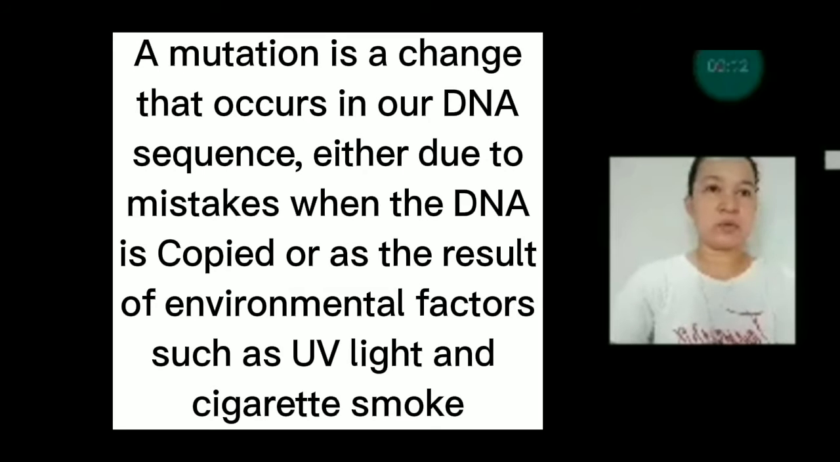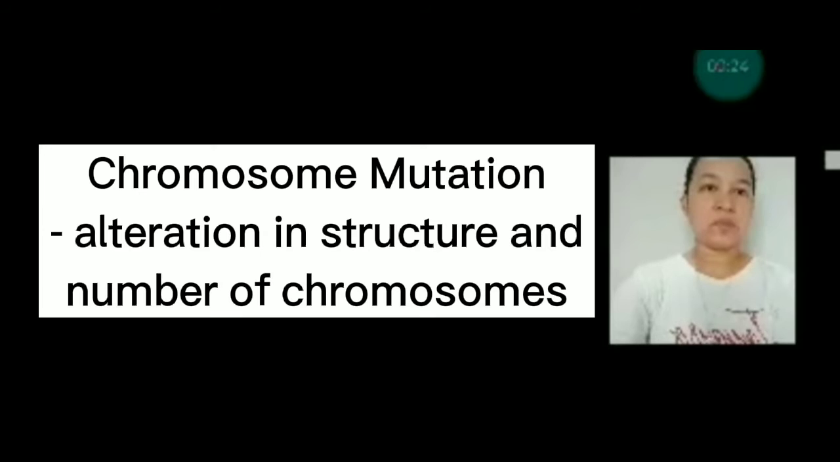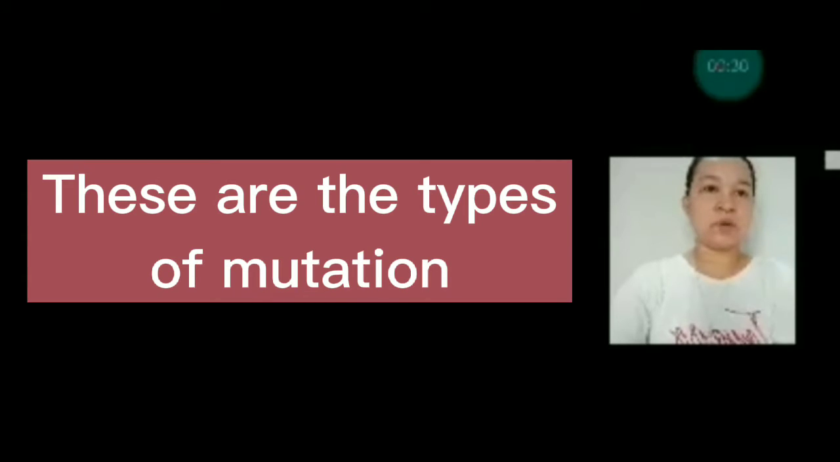A mutation is a change that occurs in our DNA sequence, either due to mistakes when the DNA is copied or as the result of environmental factors such as UV light and cigarette smoke. Chromosome mutation is an alteration in the structure and number of chromosomes. Here are the types of mutation.